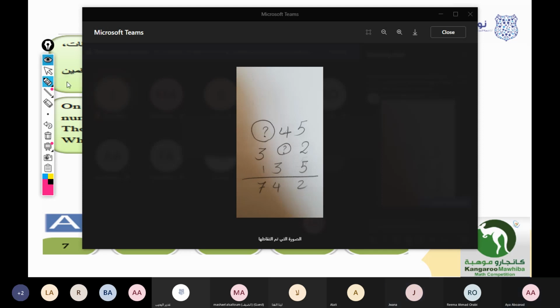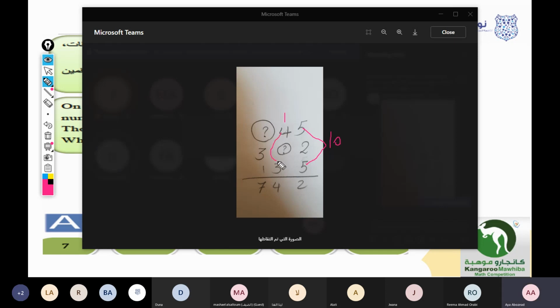Teacher, I'm here. Okay, let's add. Let's try to add, then we will find the missing numbers. Now, 5 and 5. 5 and 5 is? 10. Okay, now 10 and 2. 12. Okay, super. So 2 down and 1 up. Don't forget this one. The missing number of the second thing is 7.